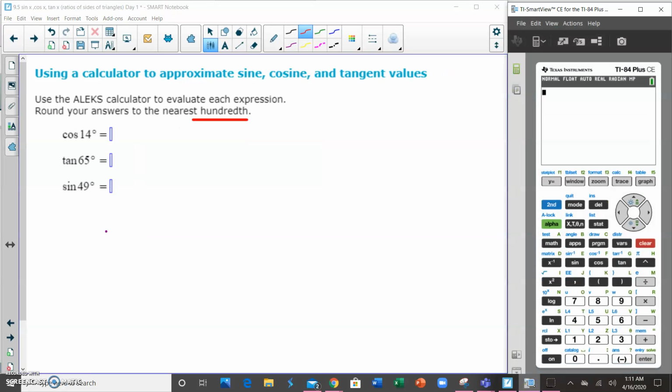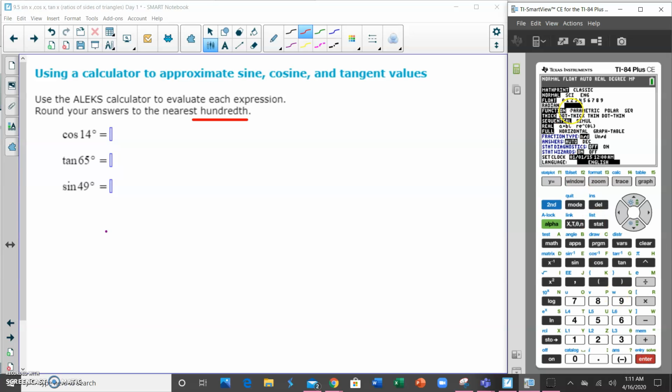All right, so the cosine of 14 degrees. The first thing you have to do is make sure your calculator is in degrees. So go to mode. And if you don't have a calculator, you can find one on your computer. So in the mode, you want to make sure it's in degrees. This calculator happens to be in radians. So I'm going to scroll down and move my calculator to degrees, and then I'm going to hit enter.